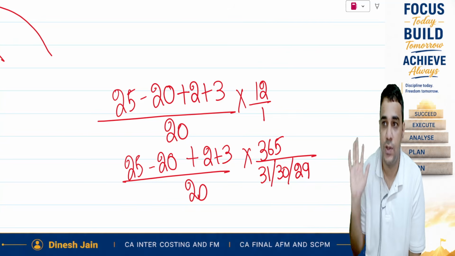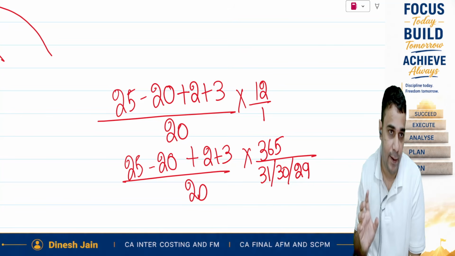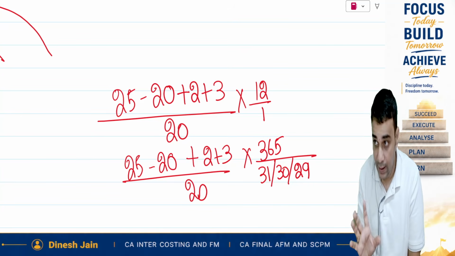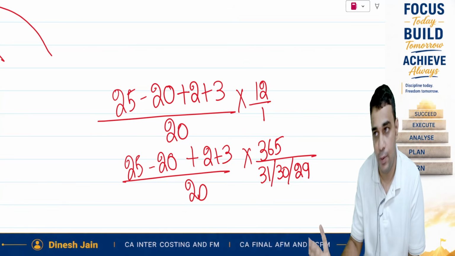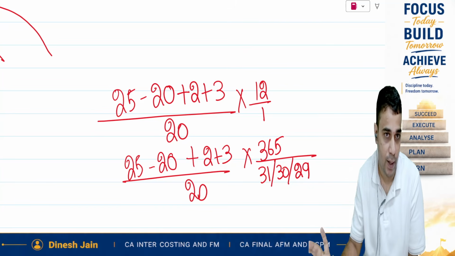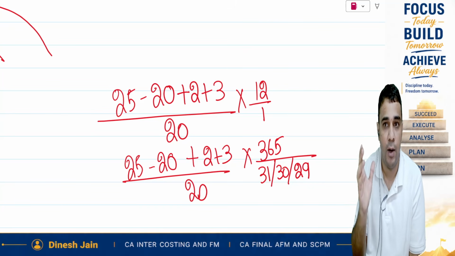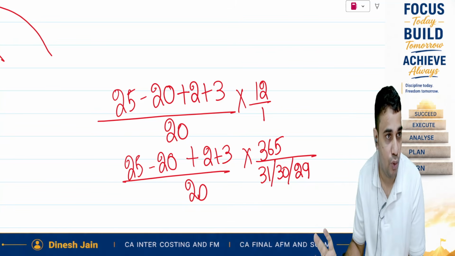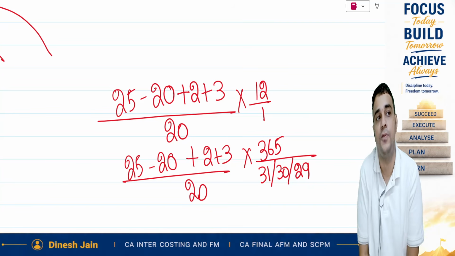Okay. Any doubts here? 12 by 1 can be done. 365 by 31 can be done. 30 can also be done. 29 can also be done. All are the same, and almost the same number will come. In MCQ, no issues at all, because one of the answers will be very close to it and it will match.